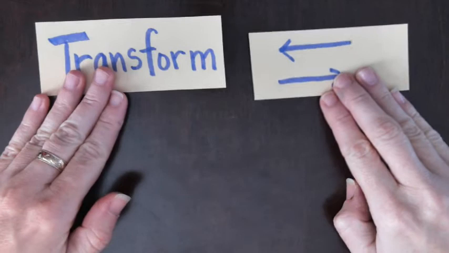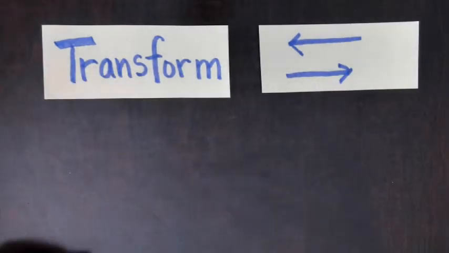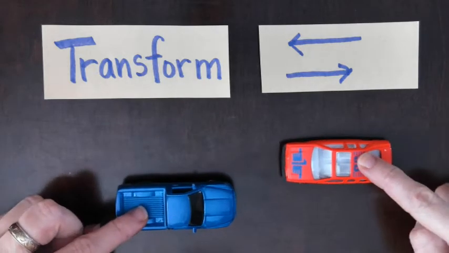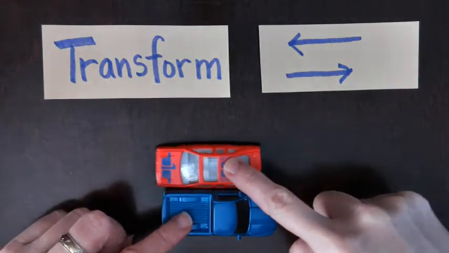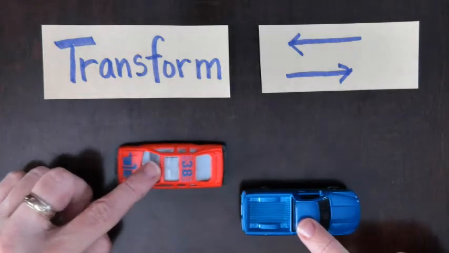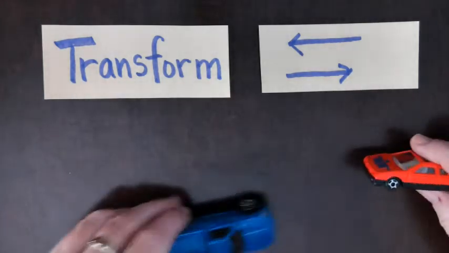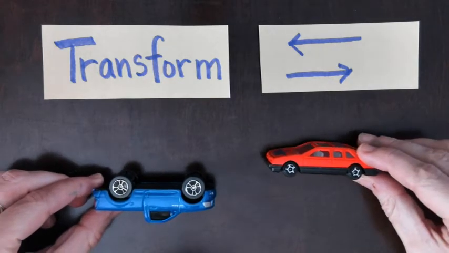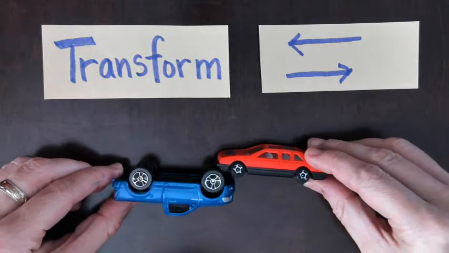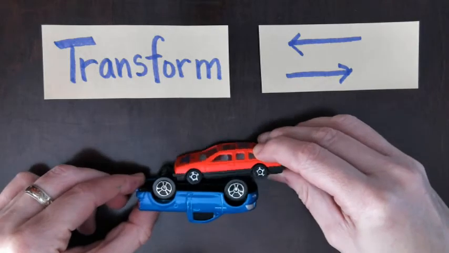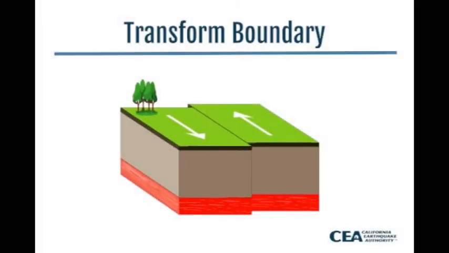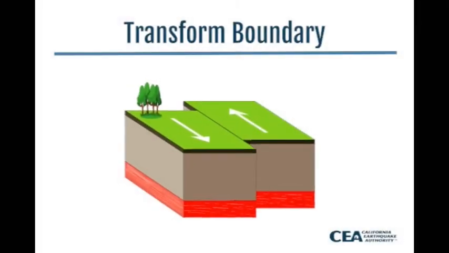The third and final type of movement I want to talk about is called transform. This means that you have two plates that are adjacent and side by side. Now they're not moving toward each other. They're not moving away from each other. Instead, they're sliding against each other. And this sliding causes a lot of scraping because they're basically rubbing up against each other.